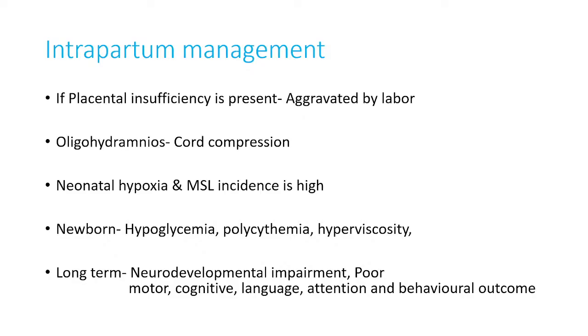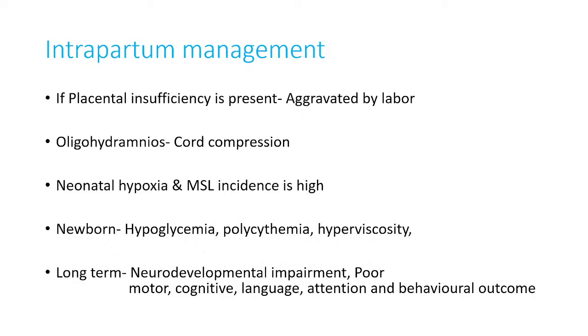Then oligohydramnios is usually seen in case of FGR. So, cord compression chances are more because there will be less cushioning effect. Then neonatal hypoxia and MSL incidence is high. MSL means, can anyone tell MSL? It is meconium stained liquor. So, whenever fetal compromise occurs, the fetus may pass stool inside the uterus, and this stool will stain the liquor, and that is called MSL. So, MSL indicates fetal compromise or fetal hypoxia.